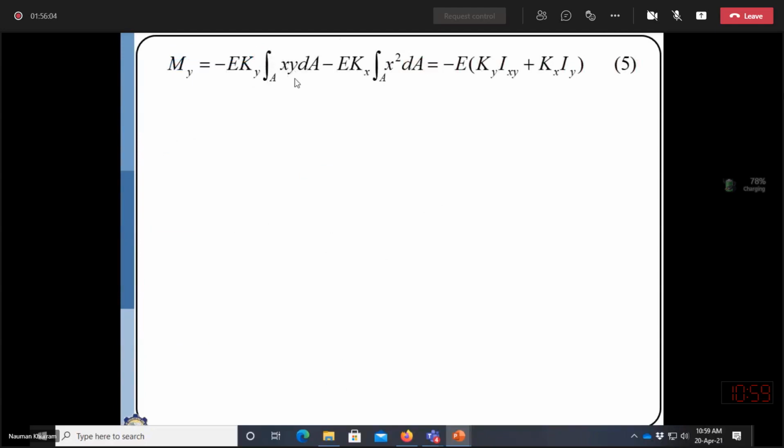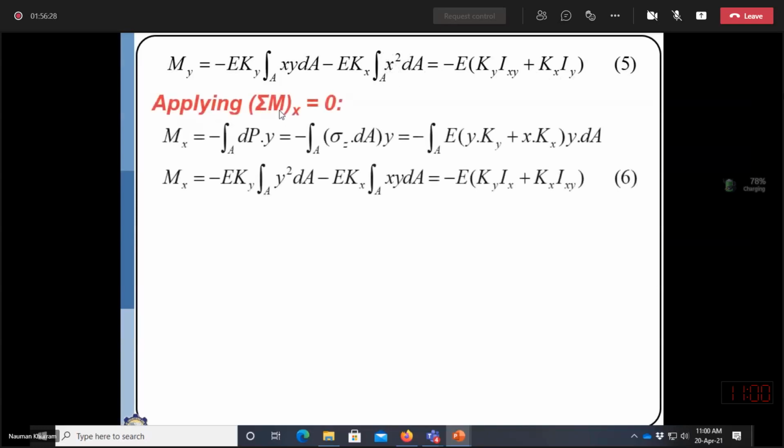This is the definition of product moment of inertia. So we can simplify: My is equal to E. We can take E as a constant, ky, and this parameter is the product moment of inertia Ixy, plus this is the definition of moment of inertia about y-axis. So we are having equation number 5.